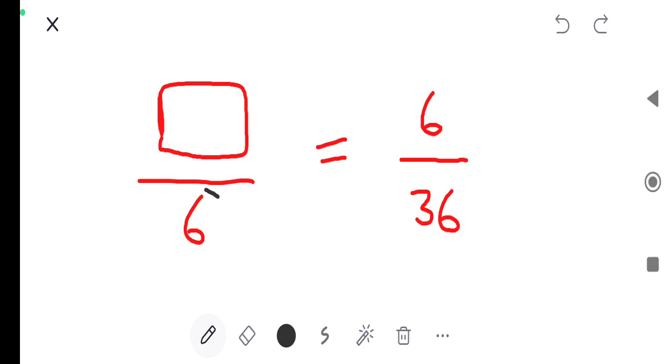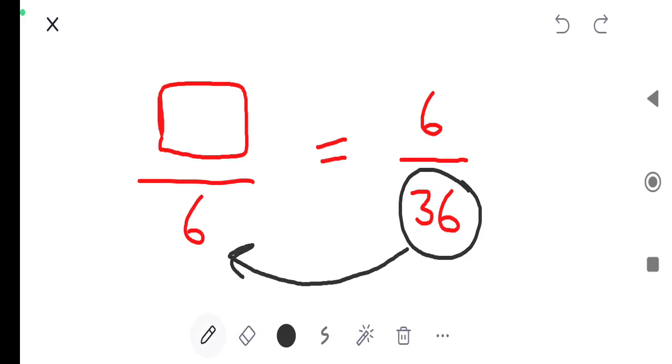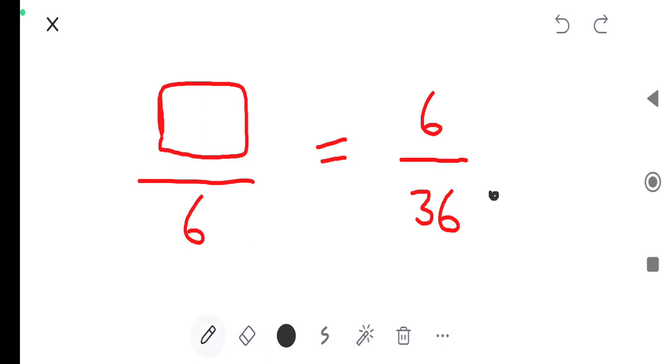So the denominator here is 6 and the denominator here is 36. Now, which of the denominators will you start from? You can't start from 6 because that numerator has an empty box on top of it. So I'll rather start with 36. Now, what will you do to 36 so that it will become 6? For 36 to become smaller and to turn into that 6 that the arrow is pointing to, you have to do division.